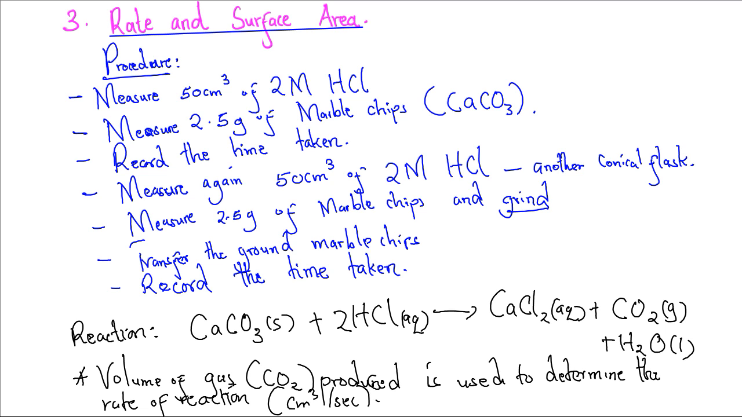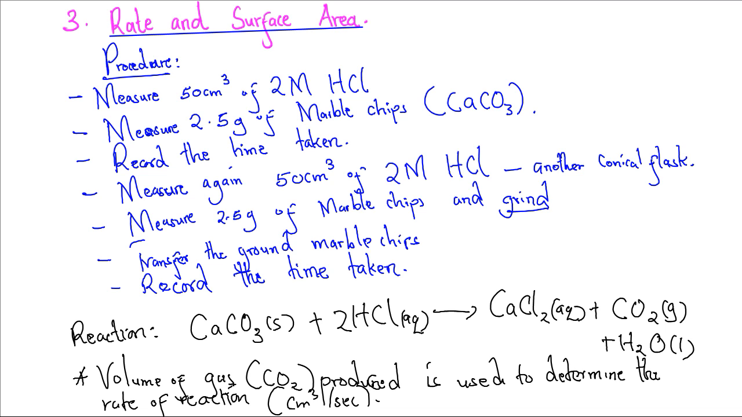Therefore, in the reaction between the ground marble chips and hydrochloric acid, there is a shorter time to get to a production of the carbon 4 oxide gas. Why? Because there is increased surface area of contact between the marble chips and hydrochloric acid. It therefore means that that kind of reaction will take place very fast, leading to production of carbon 4 oxide gas.